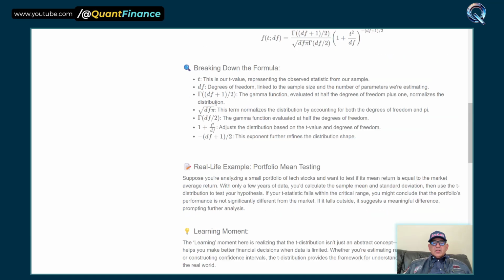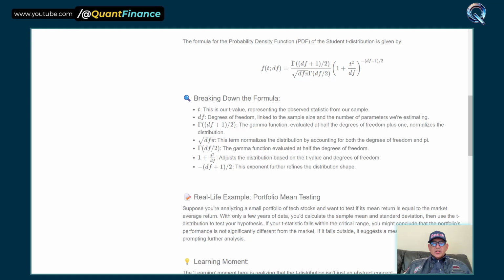And third thing, this is interesting. This part that we see here in the numerator is the gamma function. It is evaluated at half of the degrees of freedom plus 1, and this normalizes the t distribution. So this is a normalizer function, the gamma function.